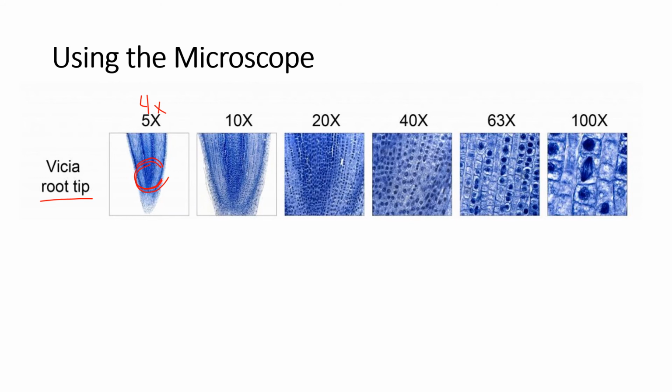And when you are focusing at the scanning objective, use the coarse focus knob to move the stage down until you can see clearly the object you're looking for, and then you use the fine focus to fine tune it. Once you have done that, you switch to the next higher objective. So your field of view gets smaller and the cells get larger, and then you use only the fine focus. And you continue doing that sequentially.